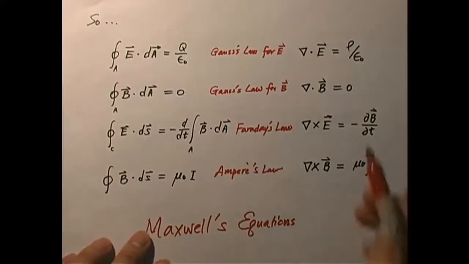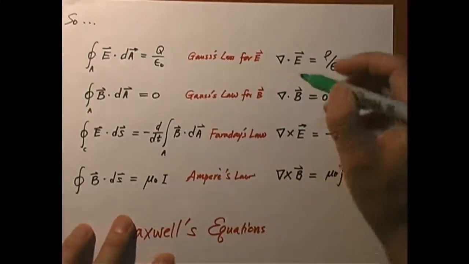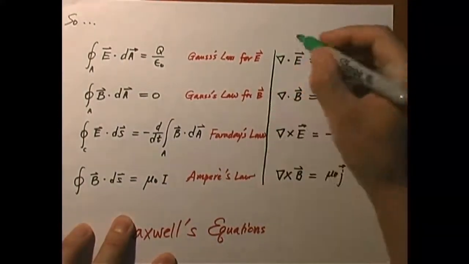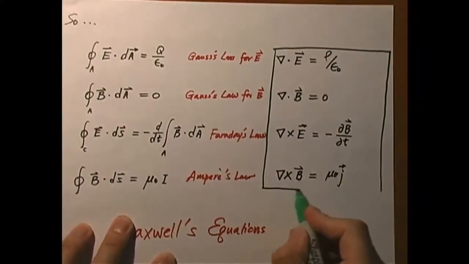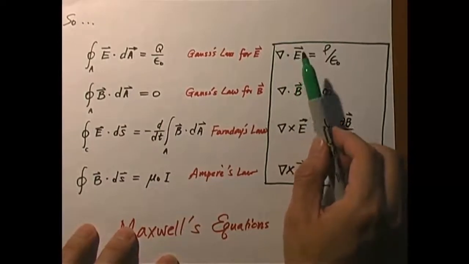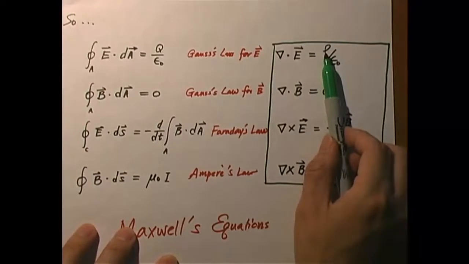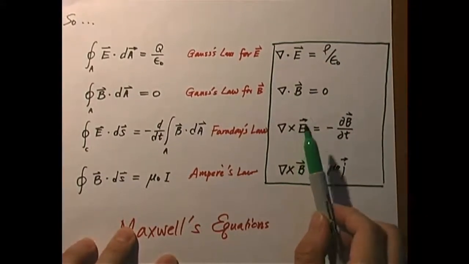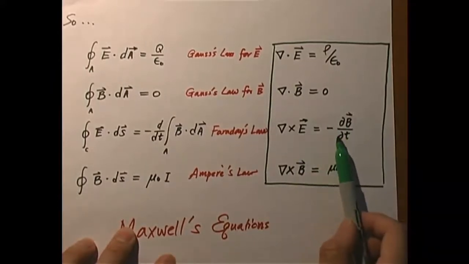You see, if I look at the differential form of Maxwell's equations, I'm going to box them. I'm going to single them out. These are differential equations. Four differential equations. This one says that the longitudinal component of the electric field is given by the electric charge. Okay? And this one says the transverse part of the electric field is given by what? A variable or time varying magnetic field.